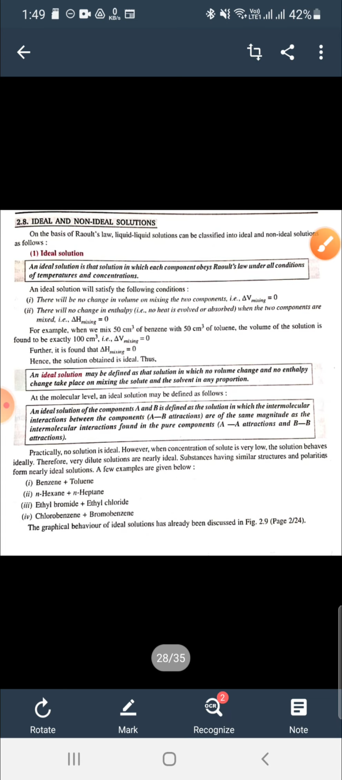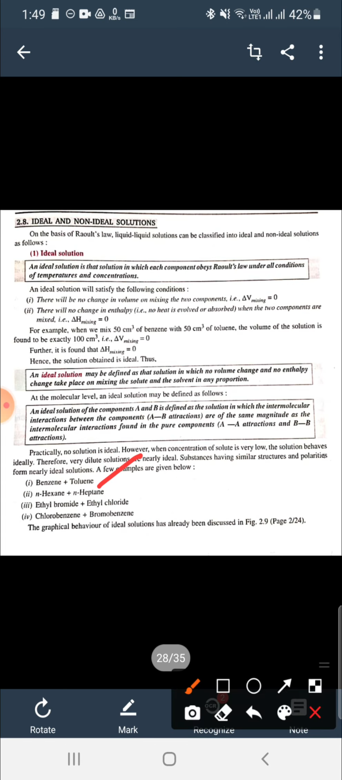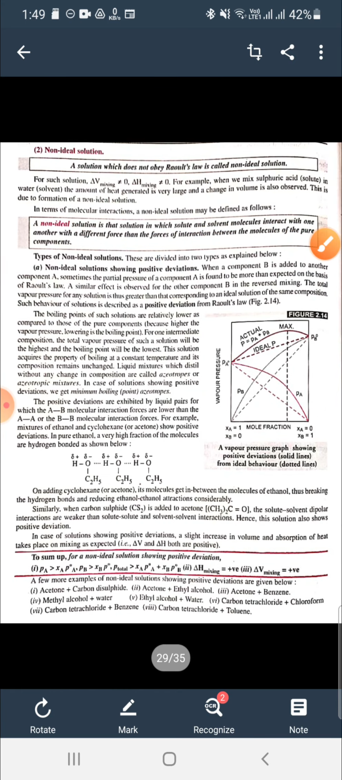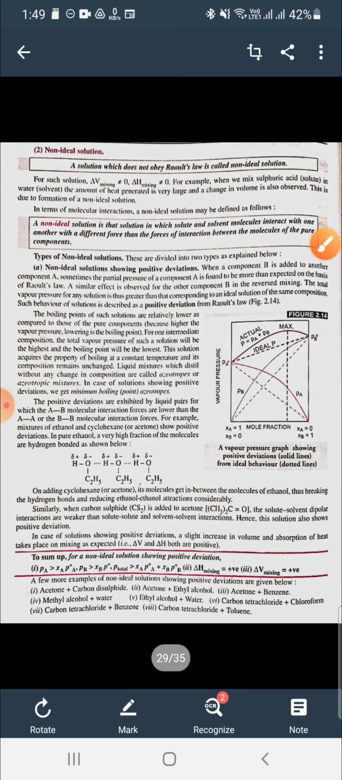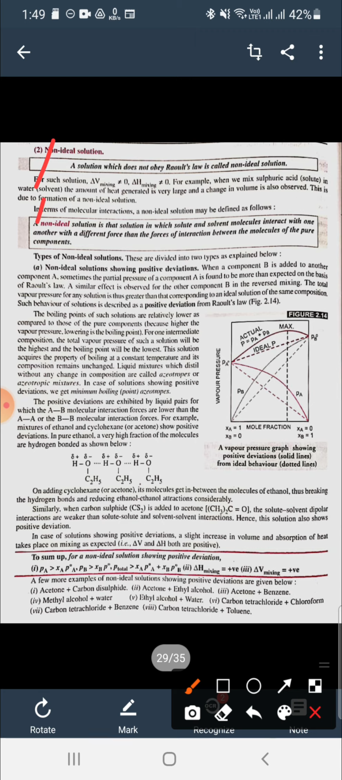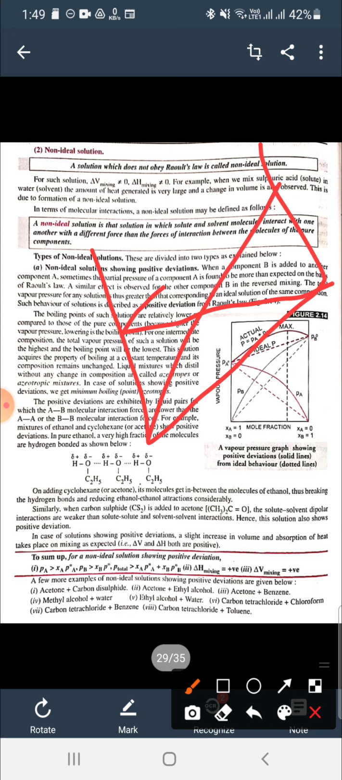An example of an ideal solution is benzene plus toluene, and examples of non-ideal solutions are acetone plus carbon disulfide and methyl alcohol plus water, and there are a lot of examples ahead. So we studied the definitions. Types of non-ideal solutions: there are two types, firstly those which show positive deviation, and secondly those which show negative deviation. Now, what do we mean by positive and negative deviation?